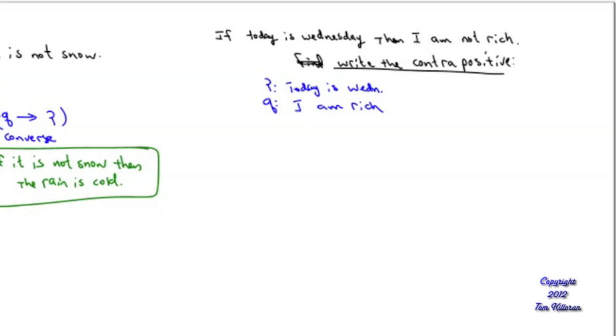Symbolic form? P arrow not Q. If I'm going to make this the contrapositive of P arrow not Q, what is it going to become? Q arrow not P. Because for a contrapositive, you take the two statements and you flip them around and you change what they were. So where this one was not Q, it gets into the first position as a plain old Q. And where this was P, it goes into the second position but as not P. So that's its contrapositive. And then you just write it in English.